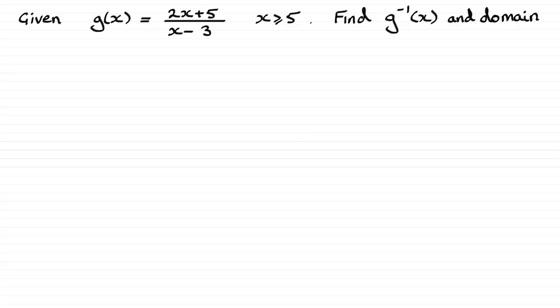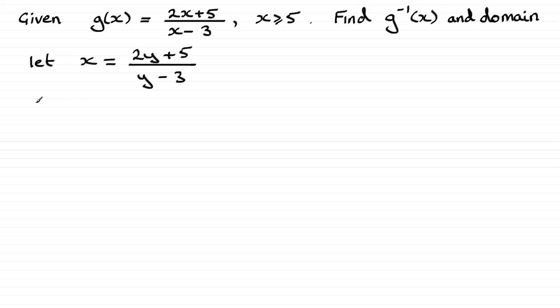Now in this last part of the question, we're given our equation g of x, where x is greater than or equal to 5, and asked to find the inverse of g and also to state its domain. Now when it comes to working out the inverse function, what I like to do is just say let x equal, and wherever there's an x in the equation, just change it to a y. So we've got 2y plus 5 all over y minus 3.